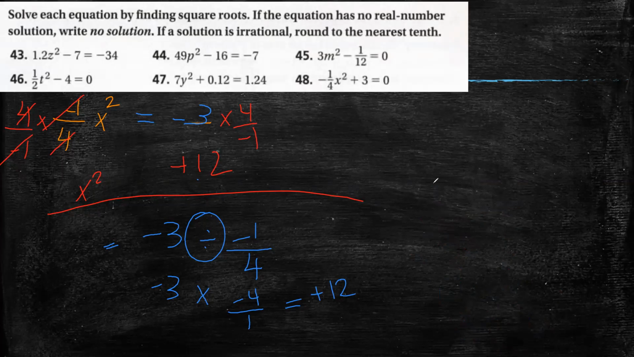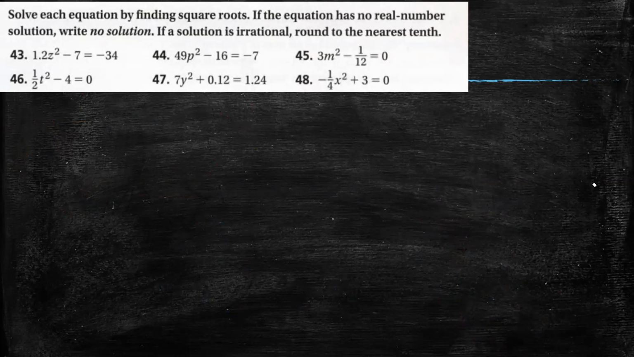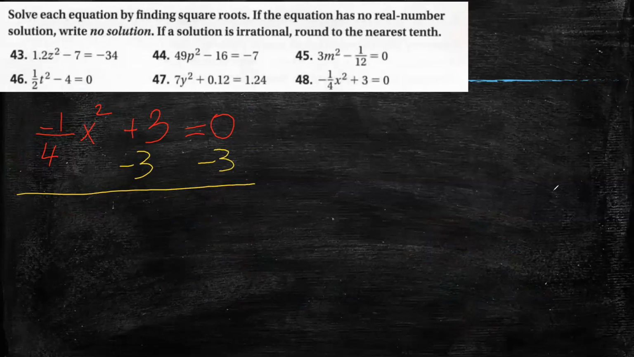Now come back to Dana. Yes, Dana. We have negative 1 over 4 x squared plus 3 equals 0. As I told you, here we have a fraction multiplied by x squared, then added to 3 equals 0. Minus 3, minus 3. Why? Because I want to isolate the variable on one side and the numbers on the other side. So negative 1 over 4 x squared equals negative 3.